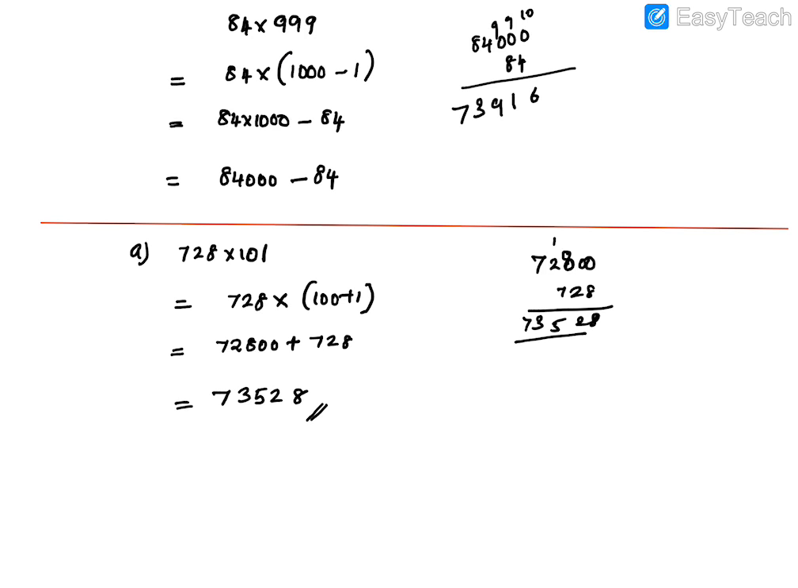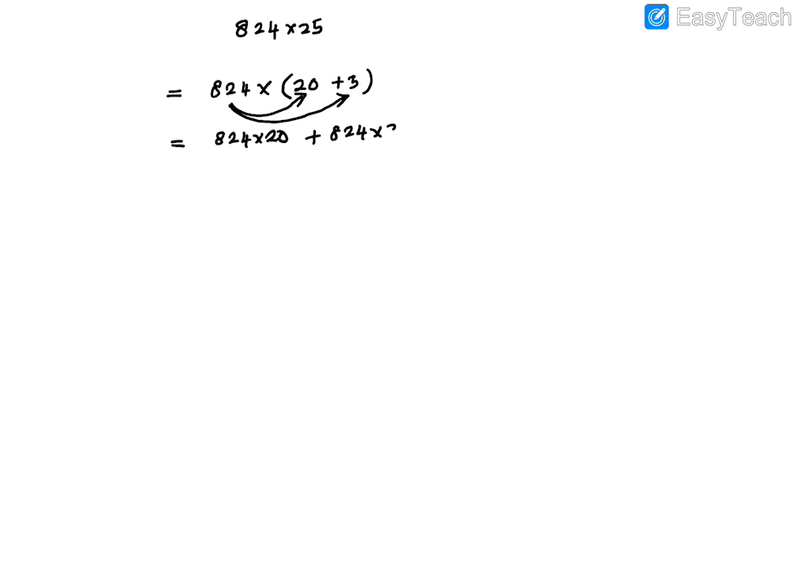Okay, the next question, one more question I will solve. So it is 824 into 25. How can we solve this problem? First, 824 into 25, we can split 25 into 20 plus 5. Then multiply 824 with this value, and this value also. So 824 into 20 plus 824 into 5.